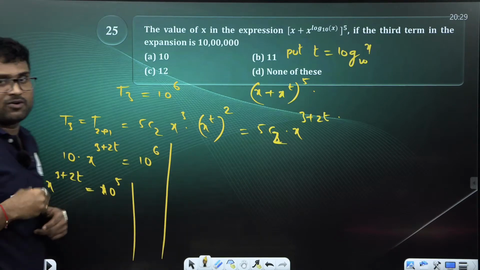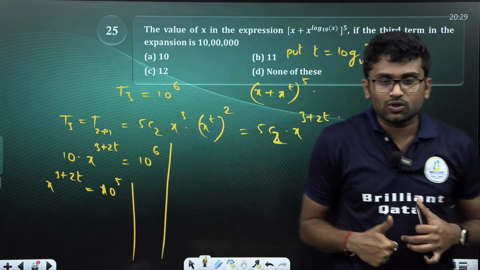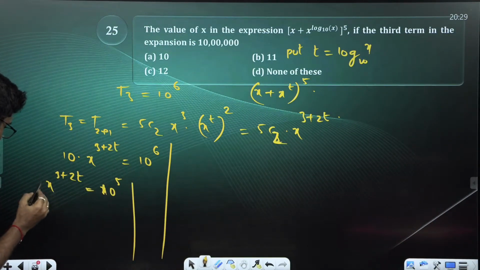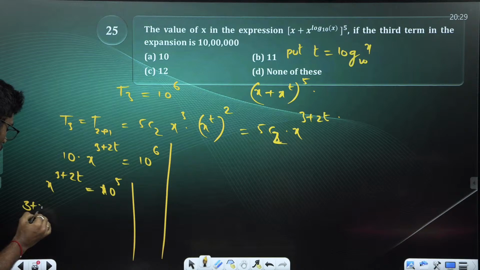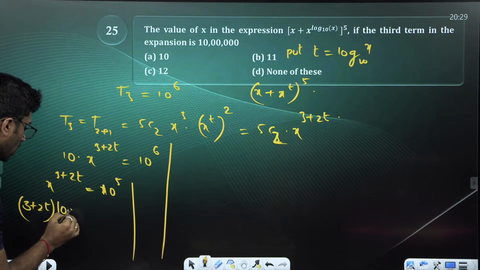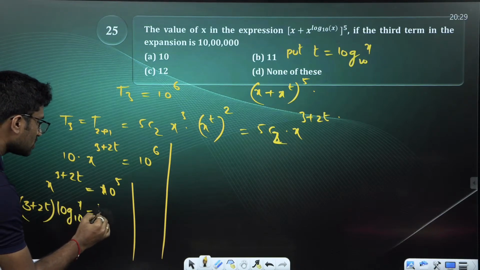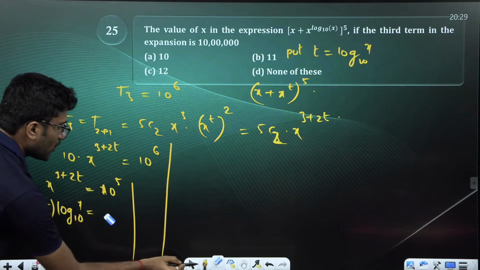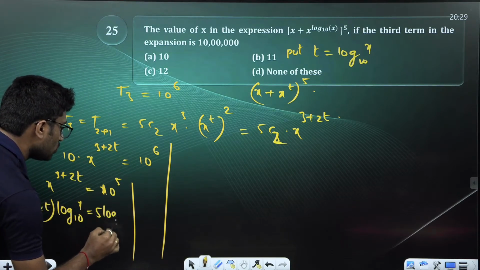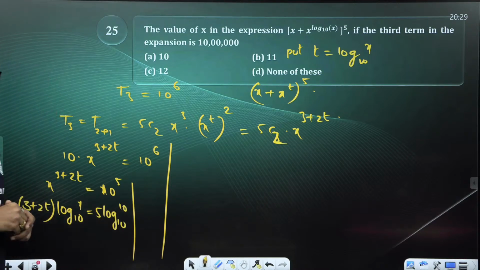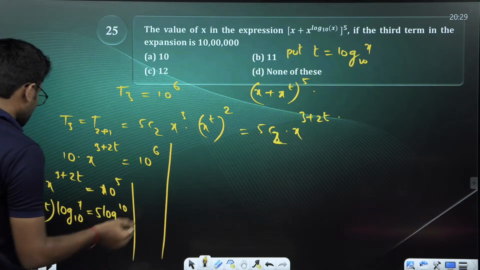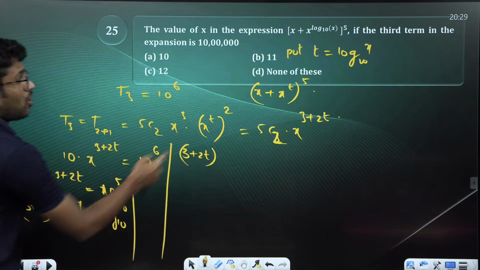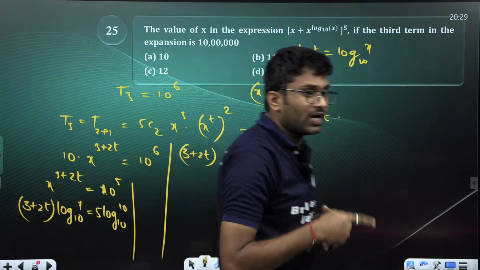When bases are same, powers can be equated, but here bases are not same. So in such a case, what are we supposed to do? Take log on both sides. Then we get 3 plus 2t times log x to the base 10 equals log of 10 power 5. So I am directly writing it as 5 times log 10 to the base 10. So this becomes clearly 3 plus 2t into, friends, what is log x to the base 10 again?